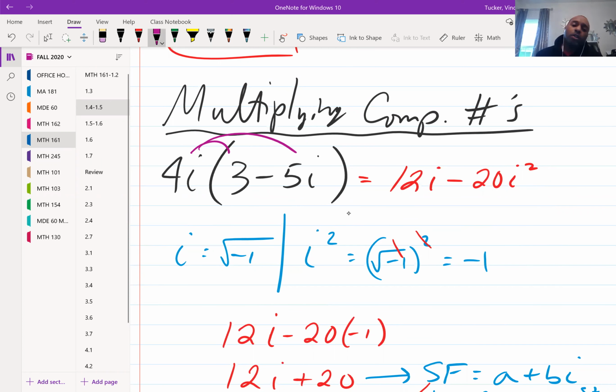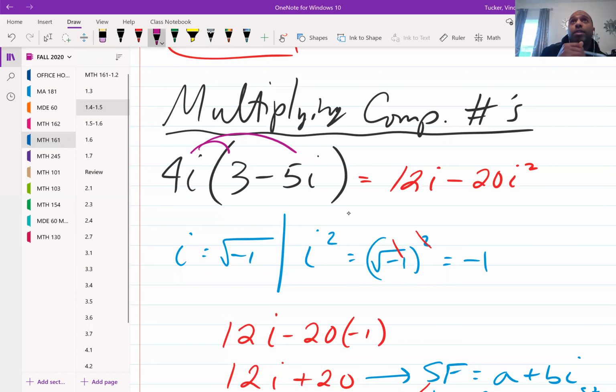So 4i times 3 is 12i. And then 4i times 5i is 20i squared. So make sure you don't leave off any pieces of your terms. 4 times 5 is 20, i times i is i squared.